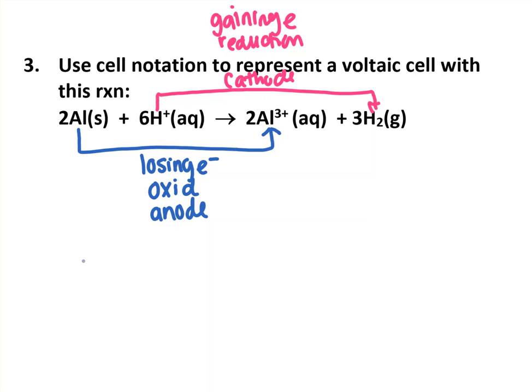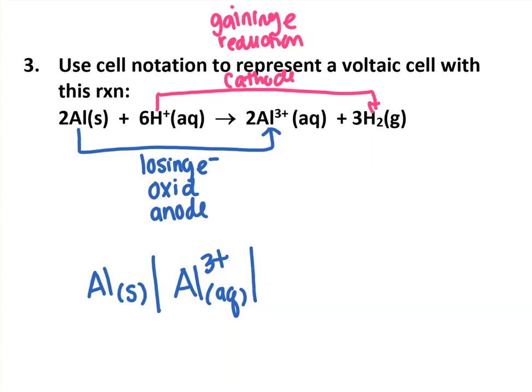I'm going to start with my terminal, which in this case is just the reactant because it is a solid. So I'll just put aluminum that is a solid. Do a line for a phase boundary. Then I add my product. So I'm looking at this half reaction. Aluminum goes to +3. Notice that I don't use my coefficients in here. I just put the substances. Okay, and so there's that half reaction.